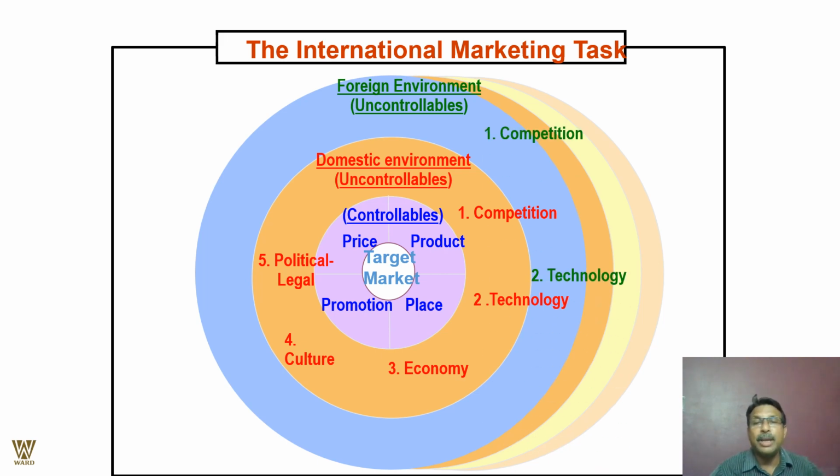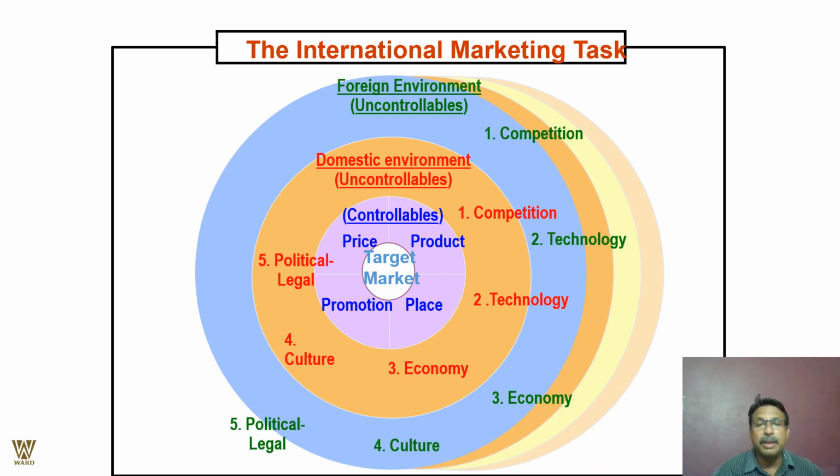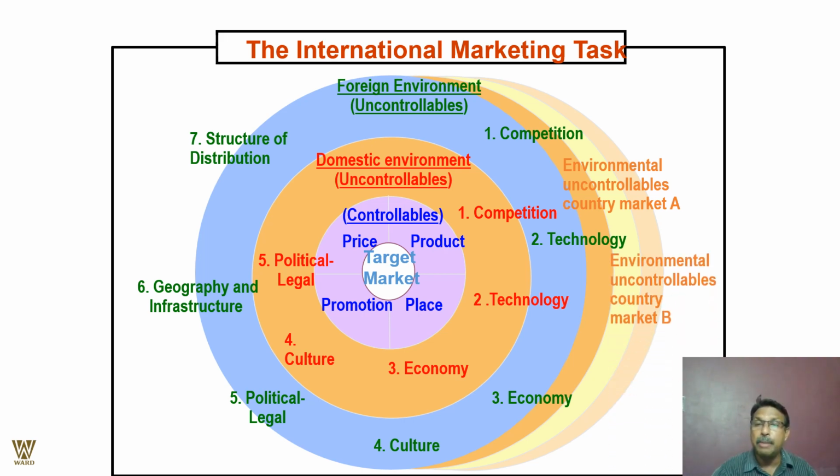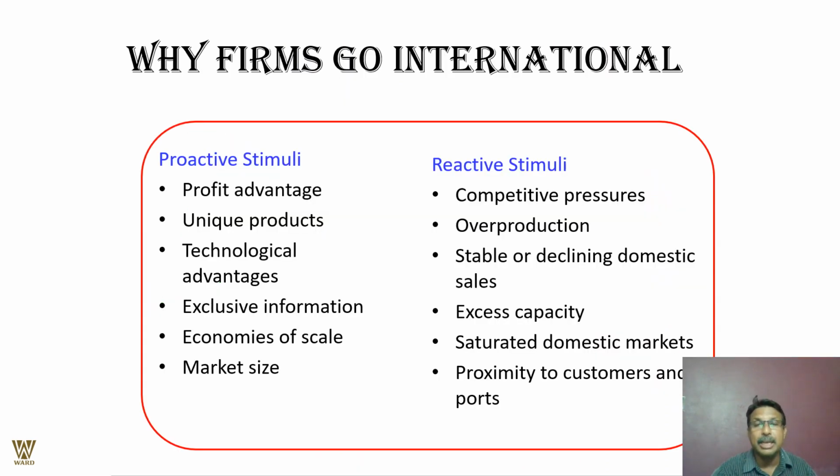What are we looking at? We are looking at competition, technology, economy, cultures, political and legal affairs, geography and infrastructure, and the structure of distribution. Did I mention the exchange rate of currency? Did I mention the potential threats by terrorists, or any war that might happen? The political and legal condition of the country might be in turmoil. Did I say the structure of the government? Is it quite fixed? Did I say the control of the government? Is it quite rigid? We need to understand those things for international marketing. So we have the environmental uncontrollables and controllables for country market A, and we have country markets B, C, and so on and so forth.